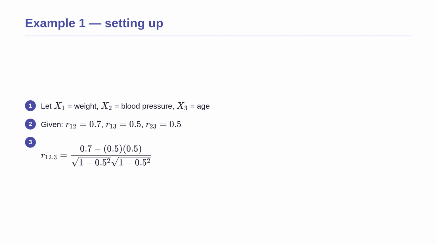Let us see this formula in action with a concrete example. Suppose we are studying the relationship between a person's weight, x1, and blood pressure, x2, while controlling for age, x3. We are given the simple correlations. Weight and blood pressure is 0.7, weight and age is 0.5, and blood pressure and age is 0.5. We want to find the pure relationship between weight and blood pressure by removing the effect of age. We start by substituting these values directly into our partial correlation formula.